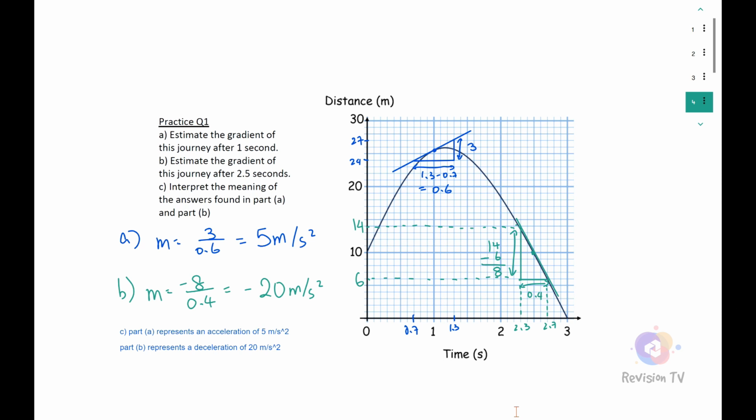Okay. For part C, part A represents acceleration, and part B represents deceleration. You cannot say acceleration of negative 20. It doesn't make sense. You have to say deceleration.